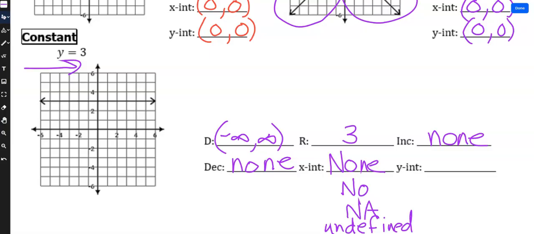How about that y-intercept? Where does it cross the y-axis? So we might say 3 just because we know that the x value is automatically 0, or we could write the coordinate 0, 3. But sometimes we'll just say 3 because we know that x value is automatically 0.